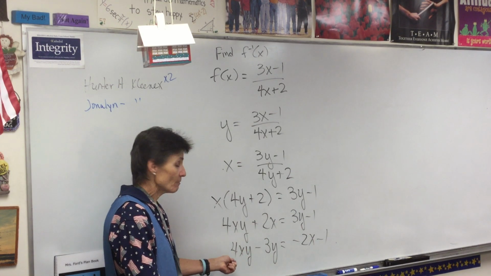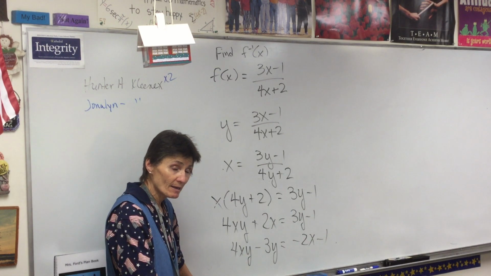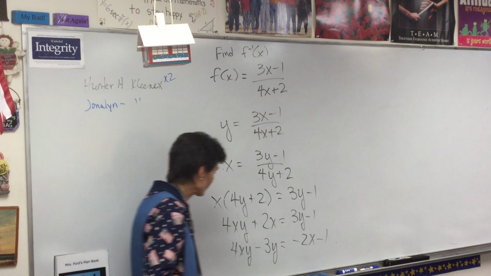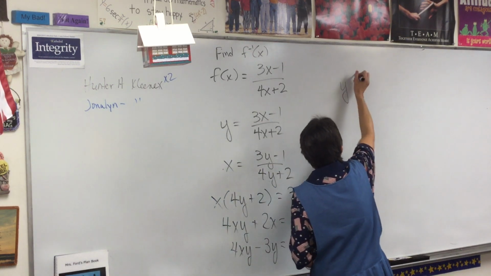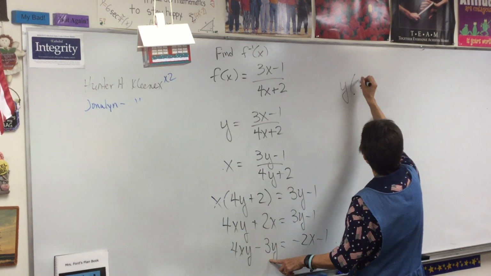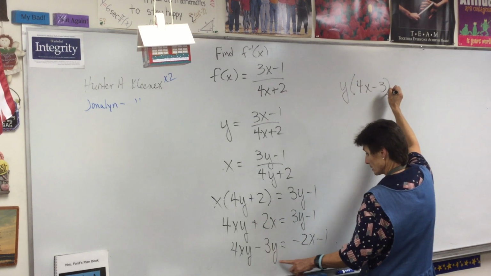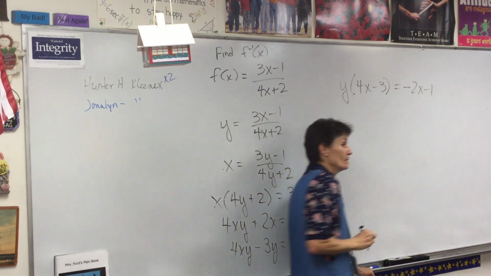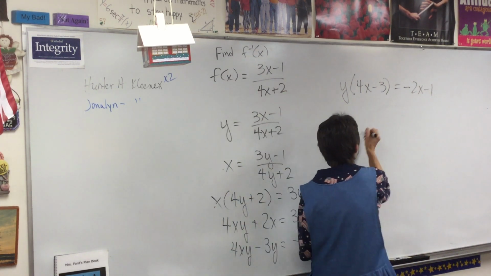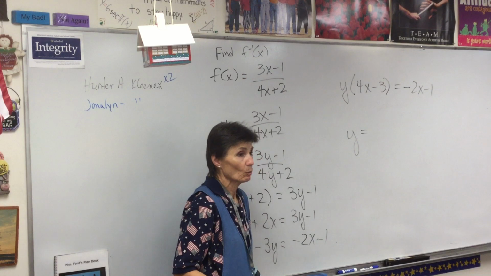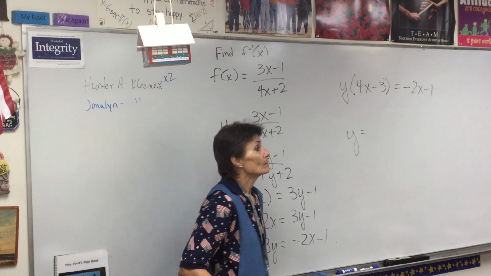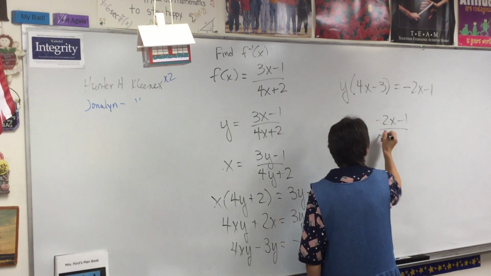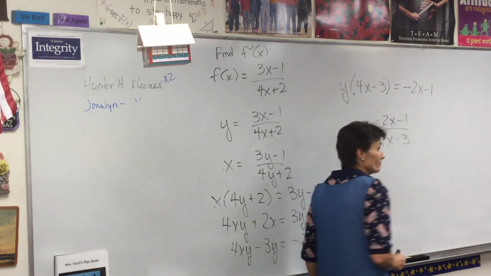Now that I have both y's on the same side, what can I do? Factor out the y. Factor out the y. So when I factor out the y, I'll have 4x minus 3 equal to negative 2x minus 1. And now remember, this is your goal. Your goal is to say y equals negative 2x minus 1, so negative 2x minus 1 over 4x minus 3.